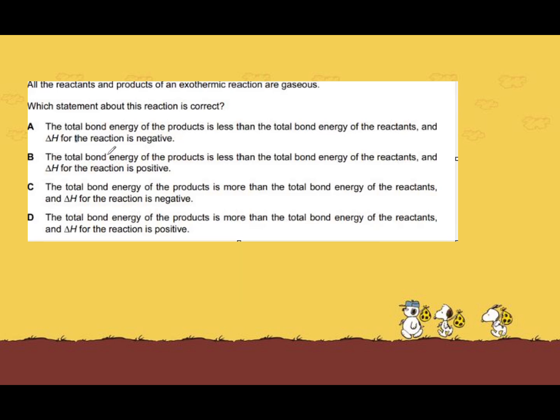All the reactants and products of an exothermic reaction are gases. Which statement about this reaction is correct? So the correct answer is C because an exothermic reaction has a negative delta H, meaning more energy is released when strong bonds are formed in the product. Therefore, the total bond energy of the product is greater than that of the reactant.